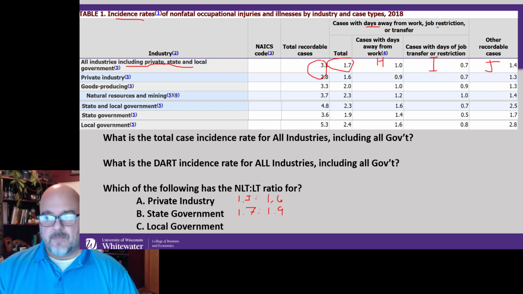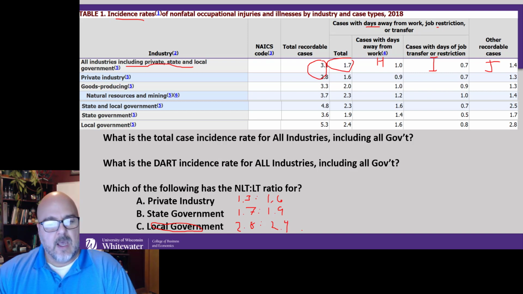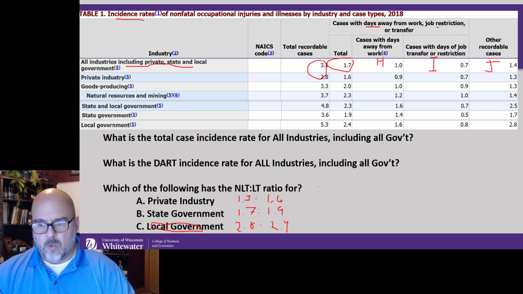What's the local government? 2.8 to 2.4. So the only one that has above the 1 to 1 is local government. So that seems to be a more honest reporting, even though it's not great. And it looks like private industry and state both have issues with it. And I think the private industry is just a little bit more.